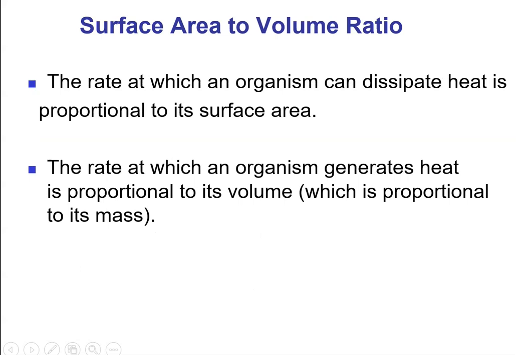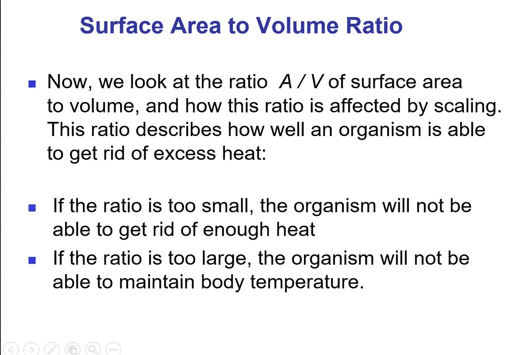The rate at which an organism can dissipate heat is proportional to its surface area. The rate at which an organism generates heat is proportional to its volume. Those are two important concepts that relate surface area and volume together. So now we're going to look at the surface area to volume ratio, and how this ratio is affected by scaling. This ratio describes how well an organism is able to get rid of excess heat. If the ratio is too small, the organism will not be able to get rid of enough heat. If the ratio is too large, the organism will not be able to maintain body temperature.